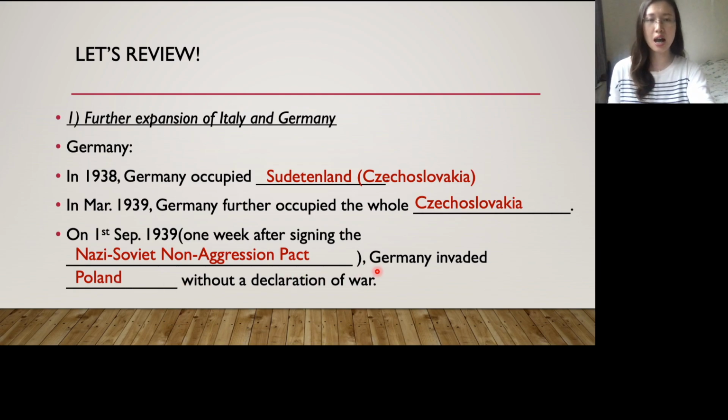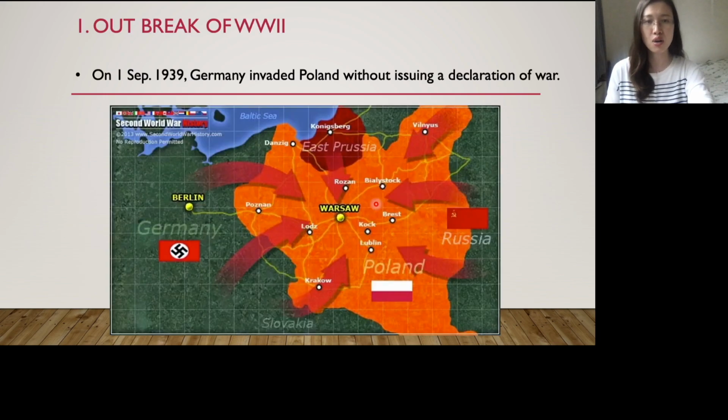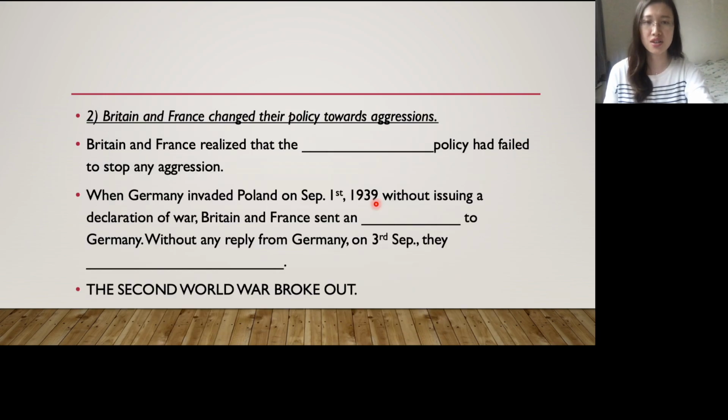So this is a time when Britain and France can't tolerate any further expansion from Germany anymore. This is a time when Britain and France start to change their policy towards aggressions. Firstly, they realized that the appeasement policy had failed to stop any aggression. Actually, on the contrary, it encouraged the aggressions of these aggressors, right?